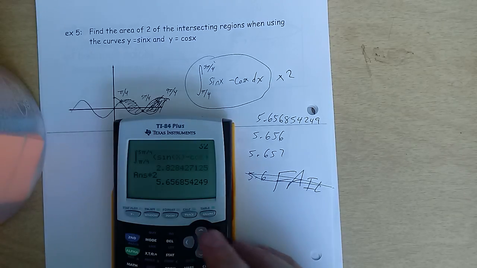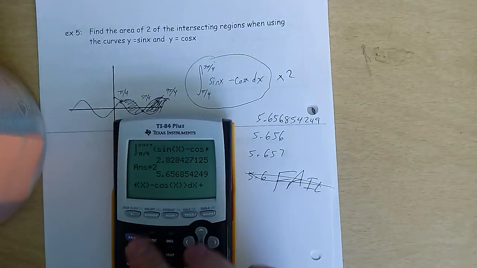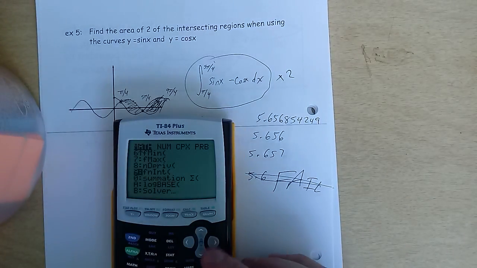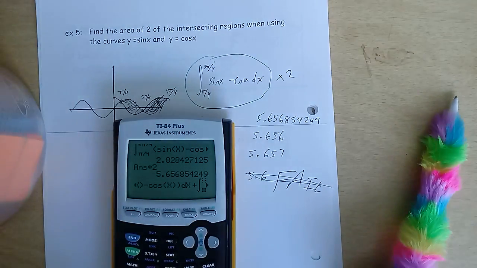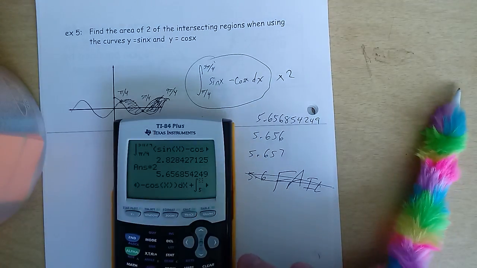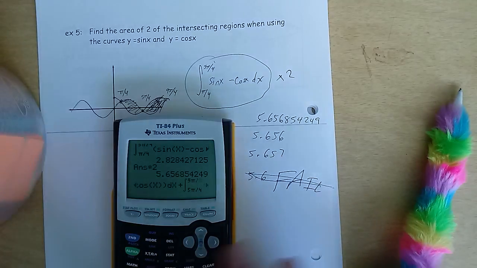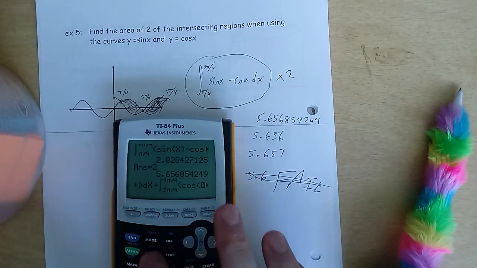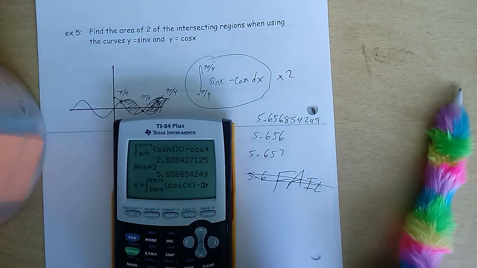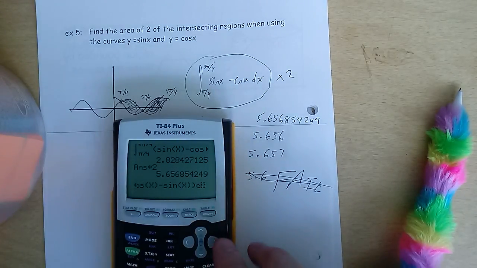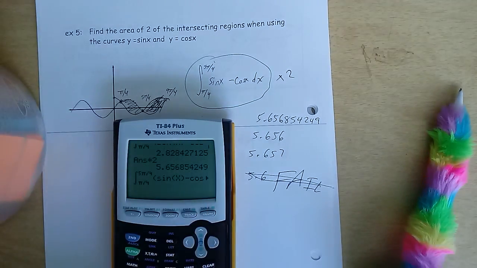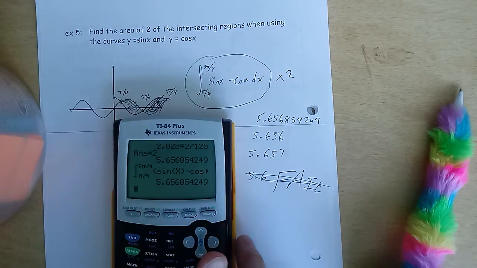Just in case you don't believe me, let's do that one, and then add it to a second integral from 5 pi over 4 to 9 pi over 4 of cosine x minus sine x dx. Push enter, wait for a while. Well, would you look at that? Okay, all right, we'll keep going.